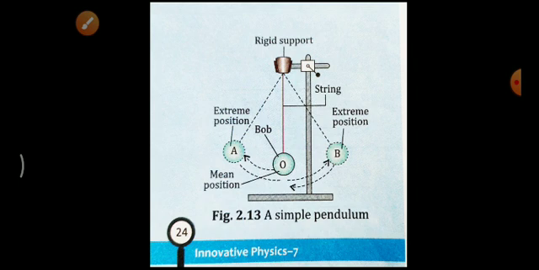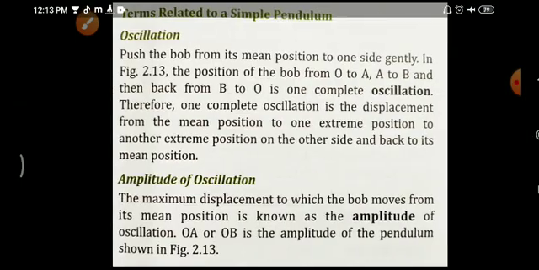Now we will discuss that simple pendulum. All the details about that simple pendulum we will learn here: what is extreme position, what is mean position, how it is oscillating. Different terms also we will learn. So let's start.